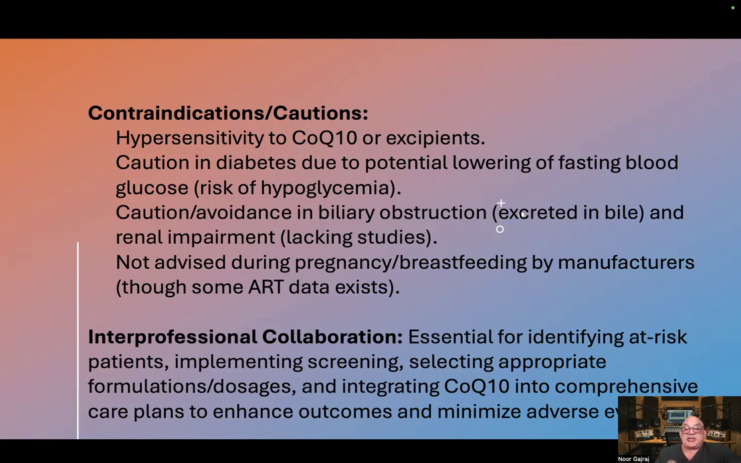Interprofessional collaboration is essential for identifying at-risk patients, implementing screening, selecting appropriate formulations and dosages, and integrating CoQ10 into comprehensive care plans to enhance outcomes and minimize adverse events.